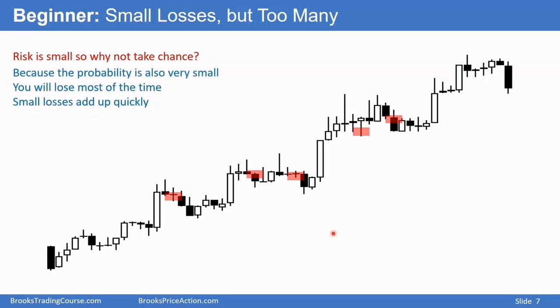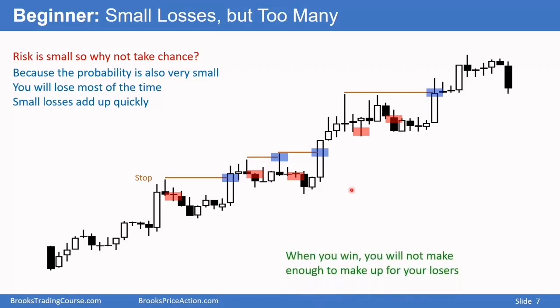Low probability trades, that means you're going to lose most of the time. Even if you lose a little, lots of little losses add up to a big loss. You keep getting stopped out all day long, and your low risk strategy results in a very big loss at the end of the day. And like I said, when you finally do win, you will not make enough to offset all of your losers because you'll probably scalp. And if you're taking a low probability trade, you need a big reward.